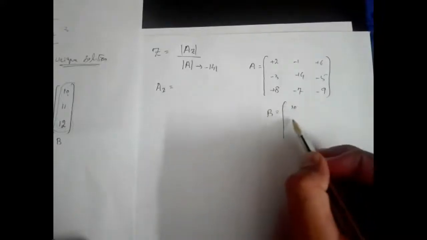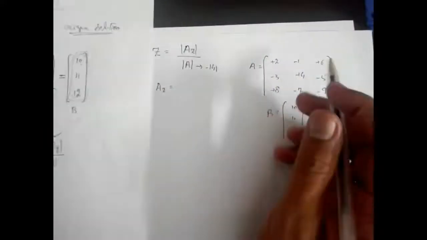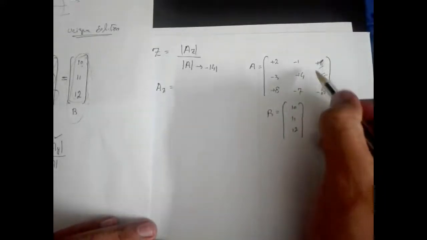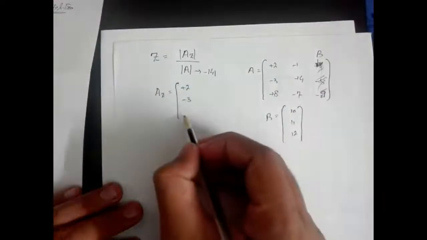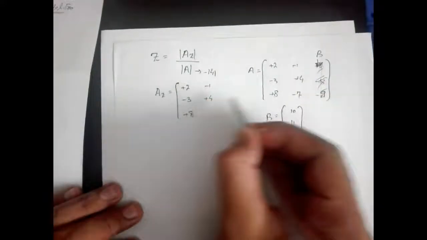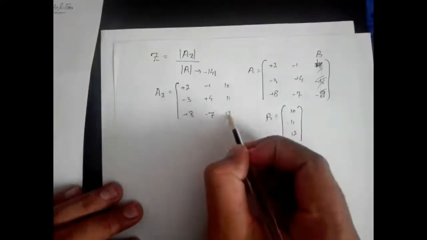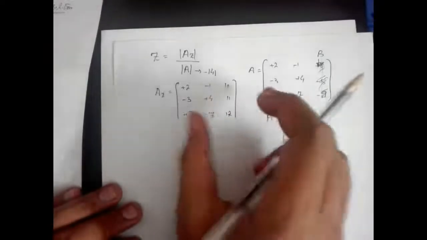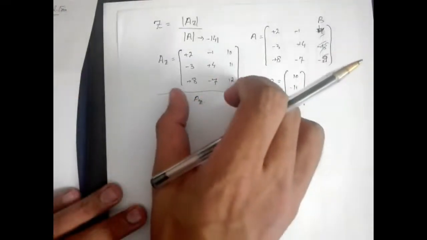Now I know that B is equal to 10, 11, 12. For Az I remove these values and instead put the B matrix here, because this is the z column, as I already discussed. So the Az matrix will be written like plus 2, minus 3, plus 8, minus 1, plus 4, minus 7, and the B matrix is 10, 11, 12. So this is my Az matrix, not the A matrix.